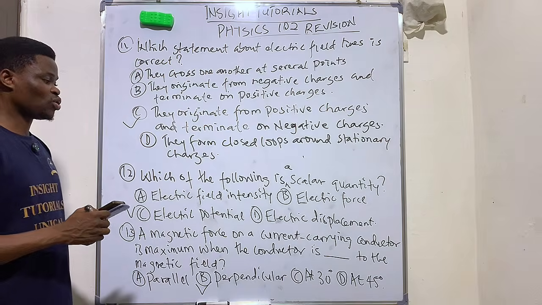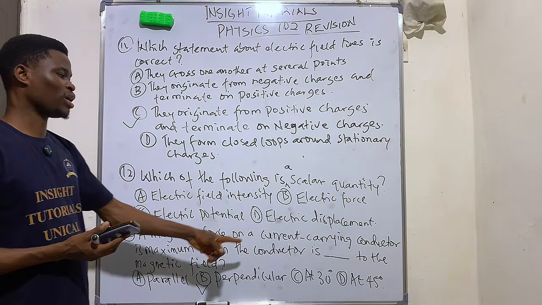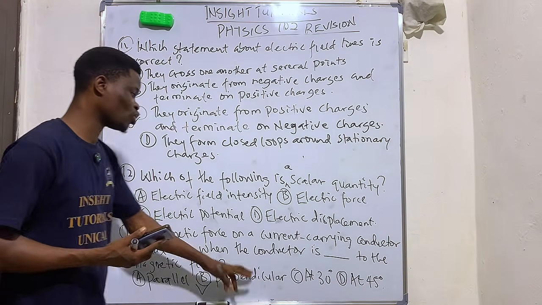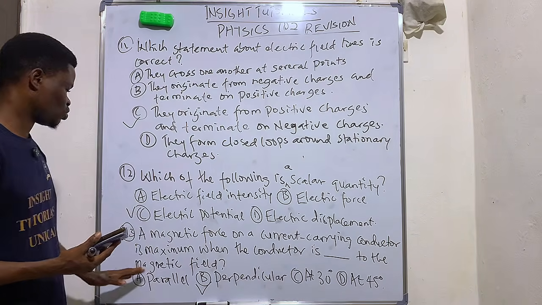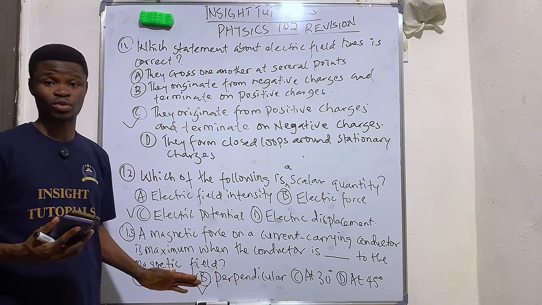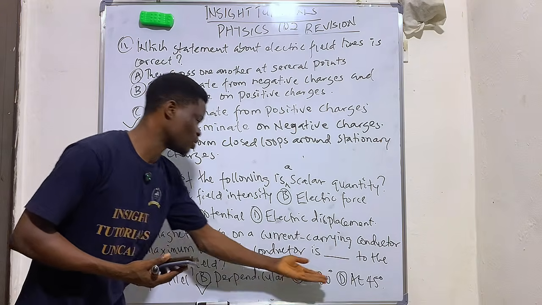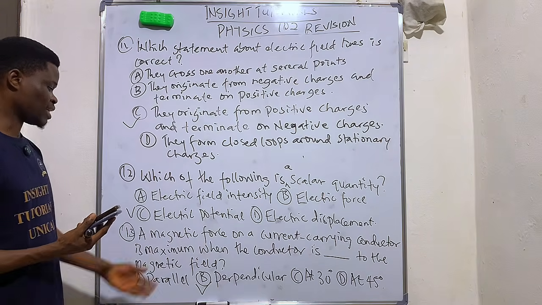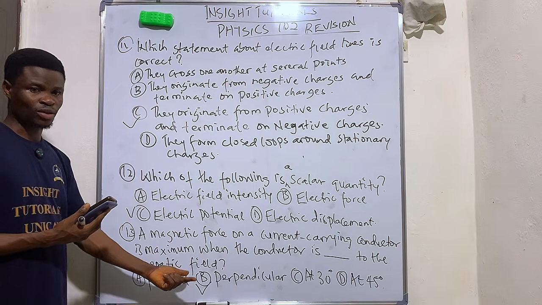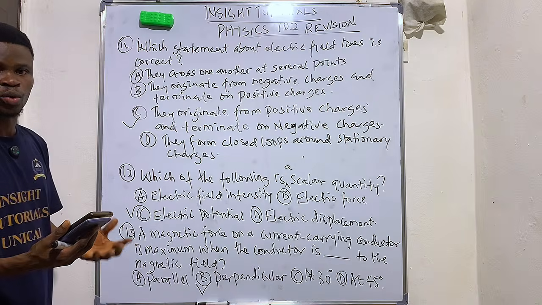Now, the key exam tip you need to understand is that the magnetic force on a current carrying conductor is maximum anytime the conductor is perpendicular to the magnetic field. If it is parallel to the magnetic field, then there's no force on that particular body. All of these other angles are less than 90. Perpendicular here means that it is at angle 90, that is sine 90, and you know sine 90 is equal to 1.